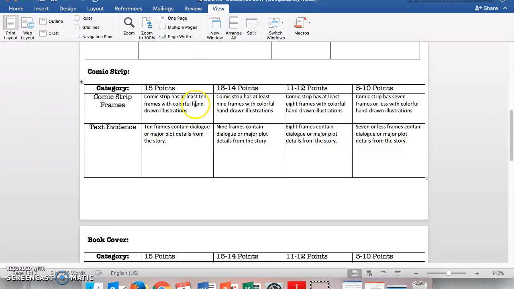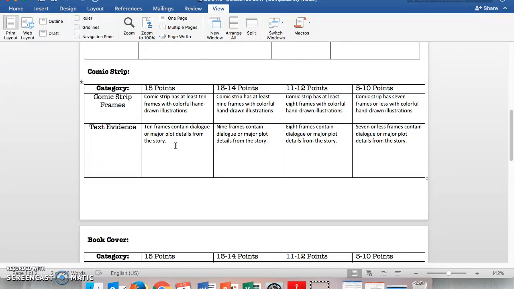All right, text evidence. This says 10 frames contain dialogue or major plot details from the story. Guys, dialogue, you know what this is. Dialogue is when a character is speaking to another character, speaking out loud, speaking to himself or herself. As long as it has quotes somewhere or it's italicized, something like that, that's a pretty good indicator that there's dialogue. Okay, major plot details. This is something that's leading you up to the climax of the text. It's leading you up to the resolution.